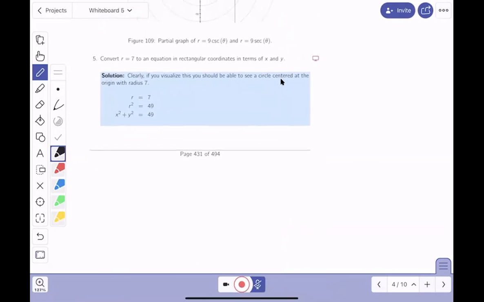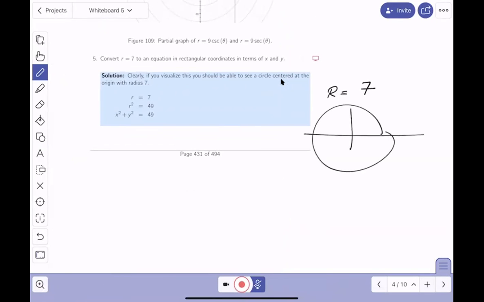Next one says convert r equals 7 to an equation in rectangular form. And by the way, there's many ways to do this. I'm not saying there's only one way to do it. So let me write this down. r equals 7. What I would probably do is, you could visualize it. And this is a circle of radius 7. So it's a circle, radius equals 7.